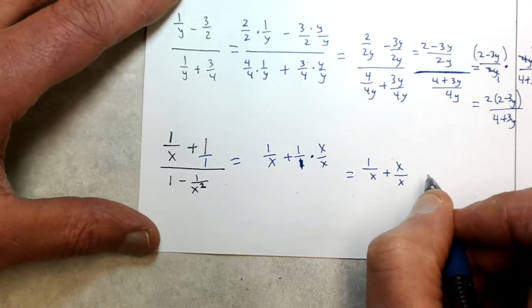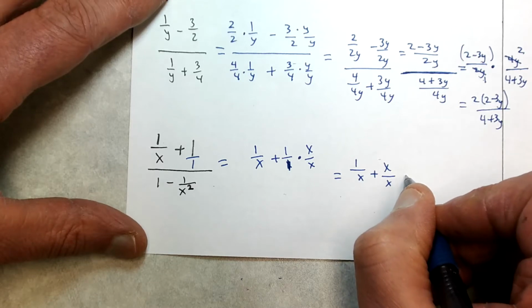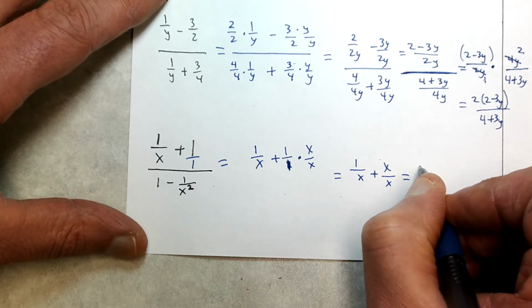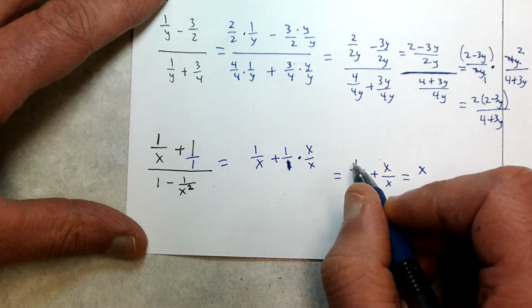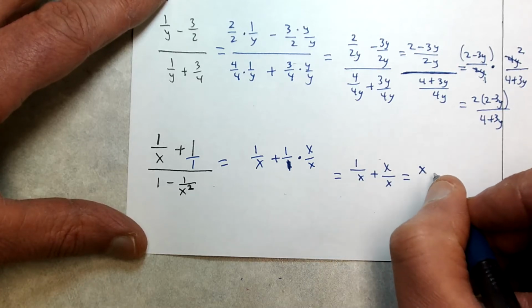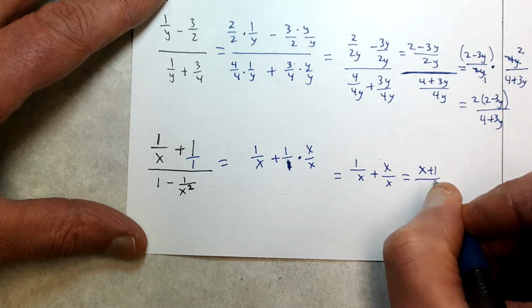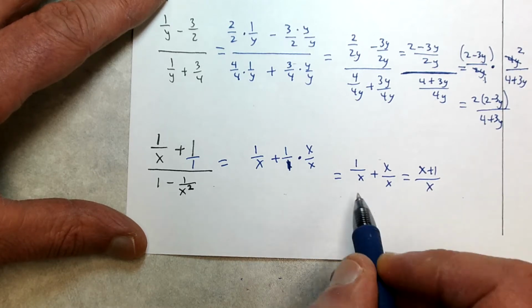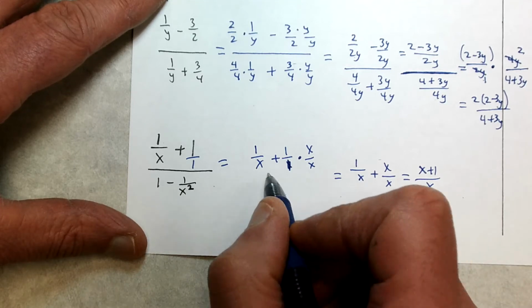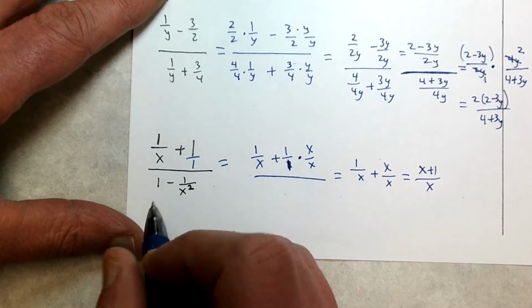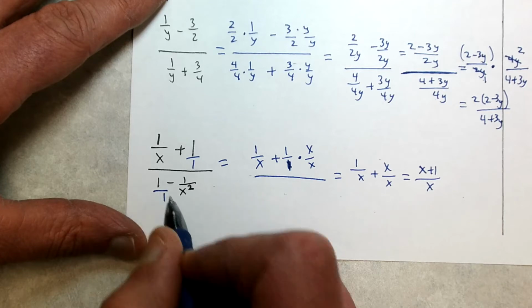But what that's going to allow me to do now, very similar again to the problem up above, is that's going to give me x plus 1. I could say 1 plus x here, which is the same as x plus 1 all over x, right? I'm just adding the numerators over a common denominator. Okay, let's go back and do the same thing to the bottom. So the bottom is this, 1 over 1.